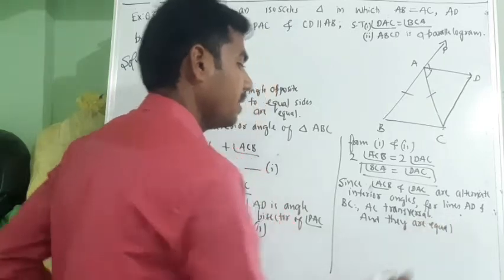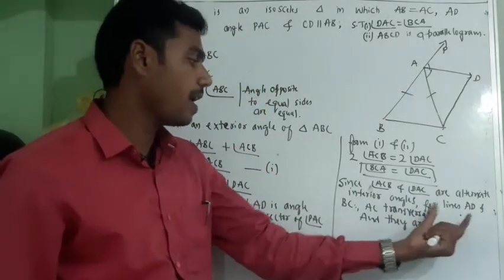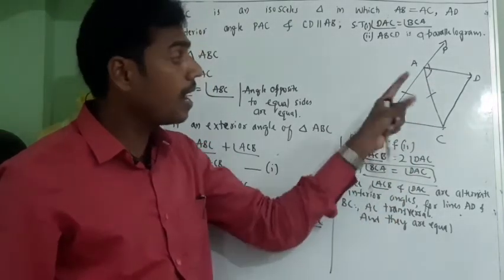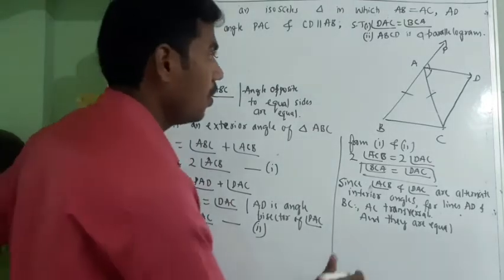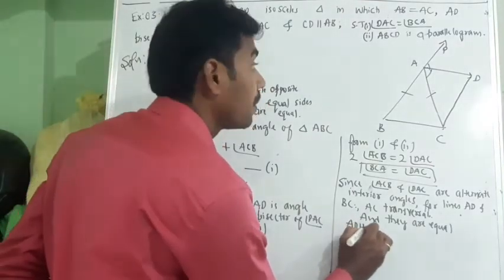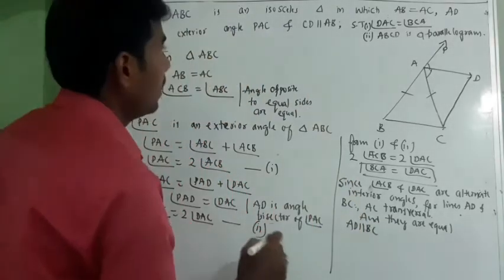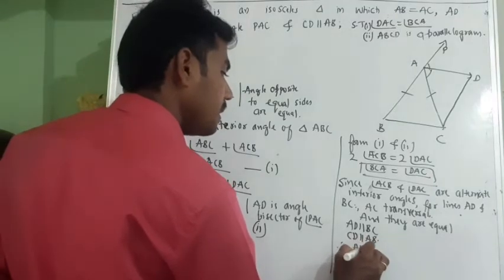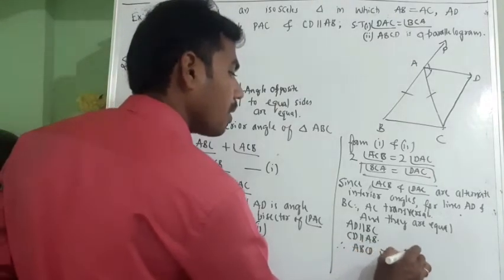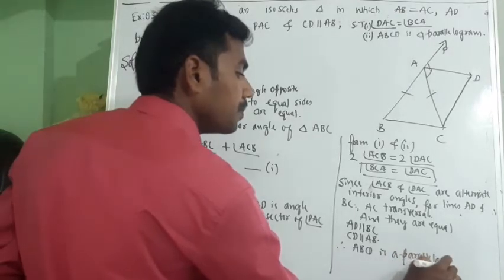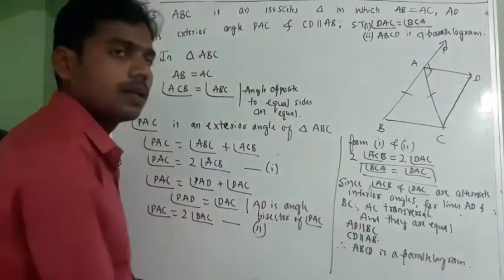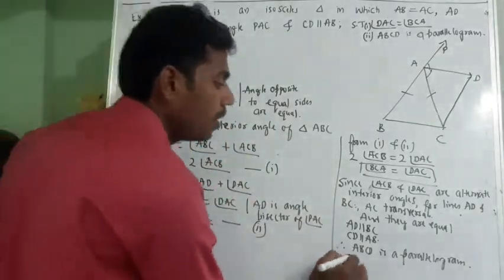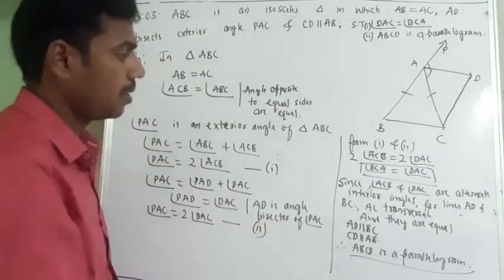So what I am writing here is, since ACB and DAC are alternate interior angles for lines AD and BC, and AC is a transversal, and they are equal, what can I conclude? AD is parallel to BC, and it is given that CD is parallel to AB. Therefore ABCD is a parallelogram. Why? Because the two pairs of opposite sides are parallel. That is the reason we can conclude ABCD is a parallelogram. Please note this down.